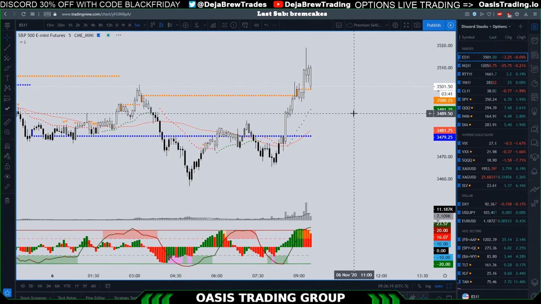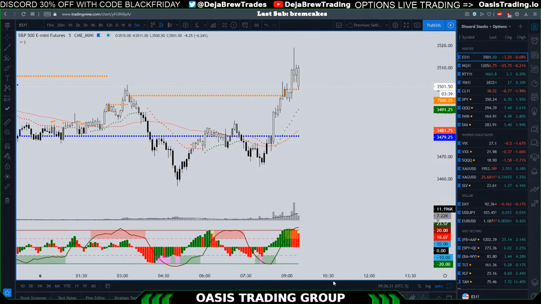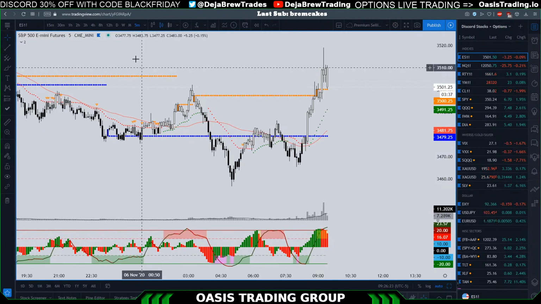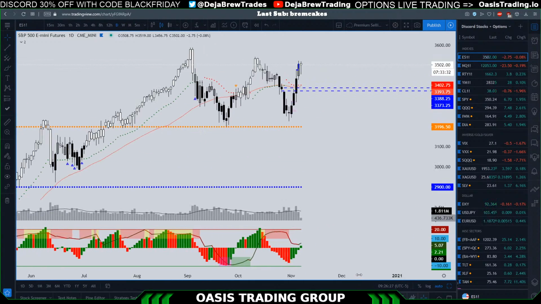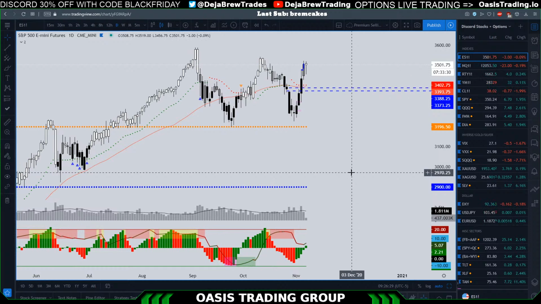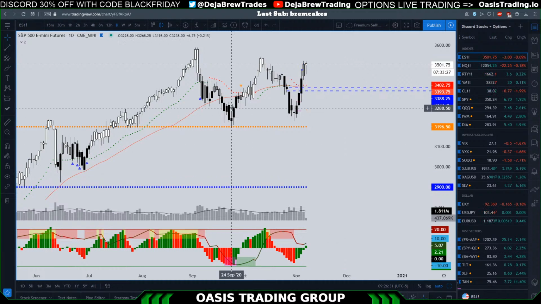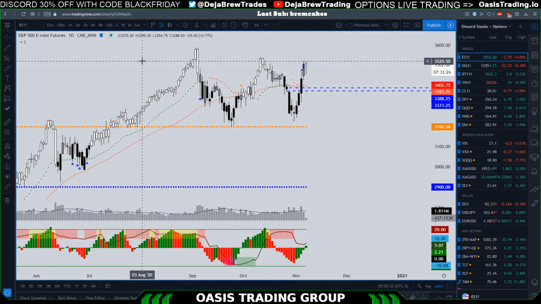So ES, I'd be very worried about it going green today. I think it's going to be red because it's been green for 4 days in a row. Historically, ES does not have 5 green days in a row. It's extremely rare. So I'd be a little careful.